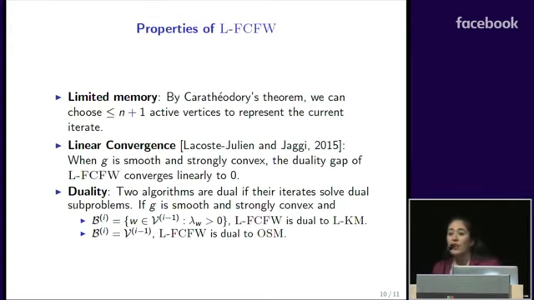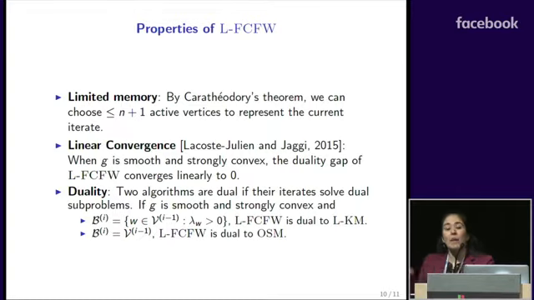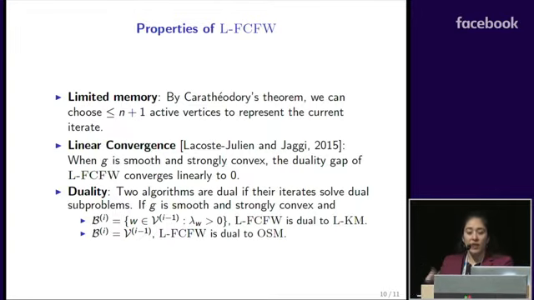I have linear convergence using theory from Lacoste-Julien and Jaggi in 2015. Furthermore, we were able to show that we have duality between these algorithms. Limited memory fully corrected Frank-Wolfe is dual to limited memory Kelley's method in the sense that the iterates match at every iteration. So they have the same convergence properties.